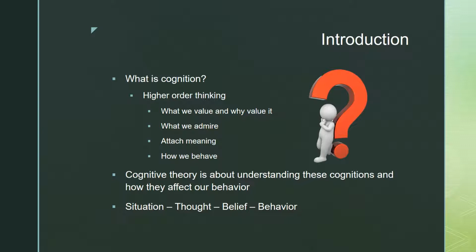Cognitive theory helps us understand how these cognitions influence our beliefs and our behaviors. Whether we realize it or not, in any given situation we have a thought, a corresponding belief about that thought, and then that influences how we behave in response to that situation.